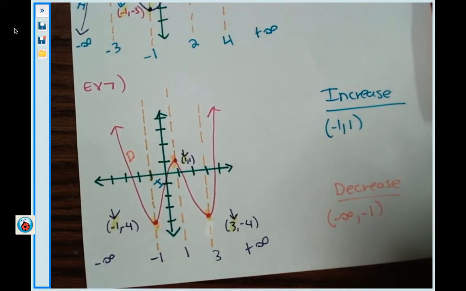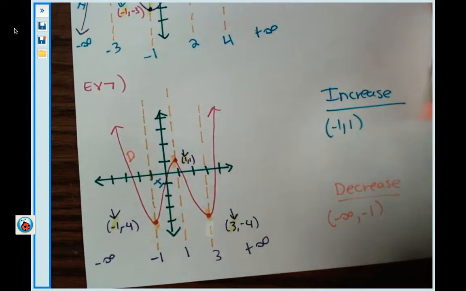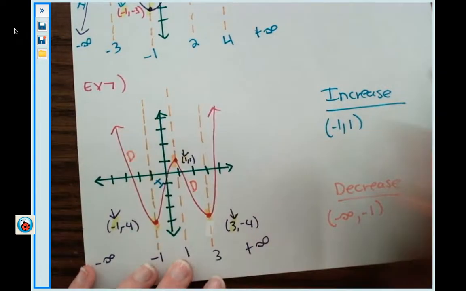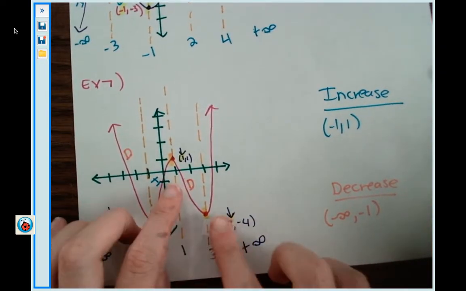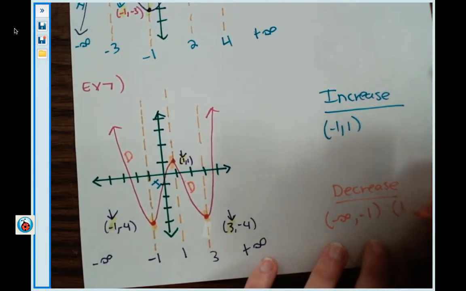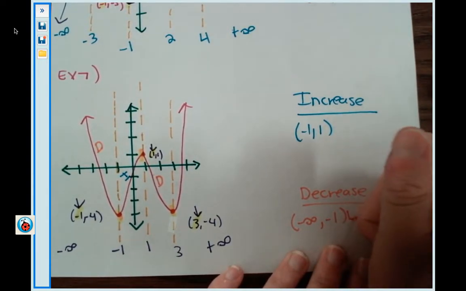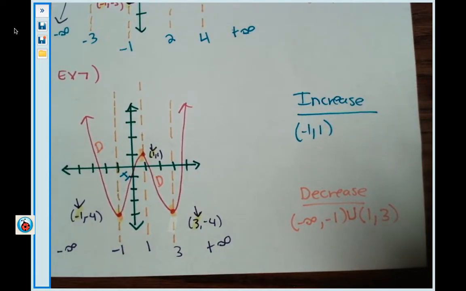Alrighty, now my next section, if I trace it, I'm going downhill. So that is an interval of decrease. The numbers in this section at the bottom here are 1 and 3, so I'm just going to throw those in a parenthesis. So it goes from 1 to 3 on the x-axis. And now, since I have more than one parenthesis, I have to join them together with a union. So I'm joining my intervals together.